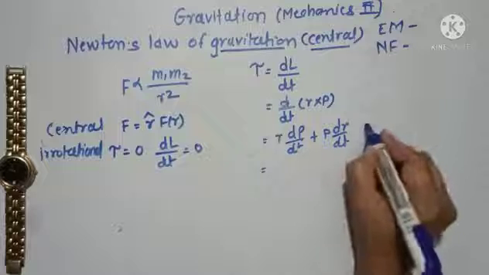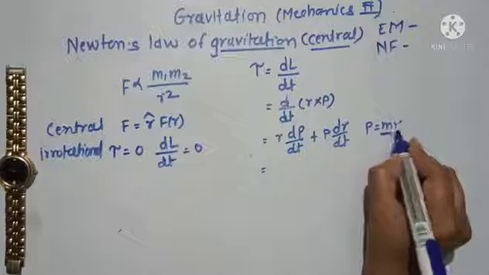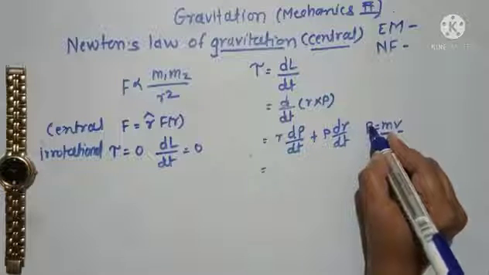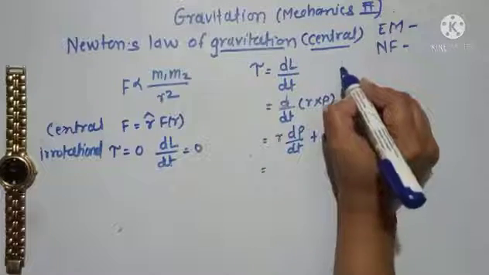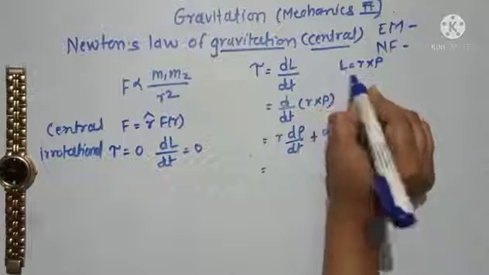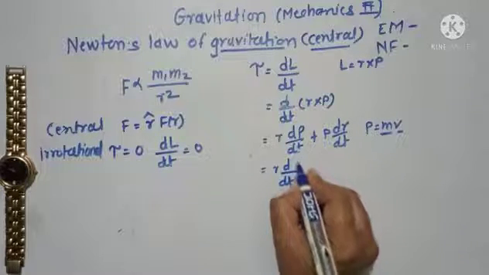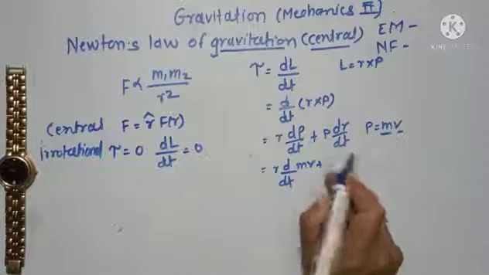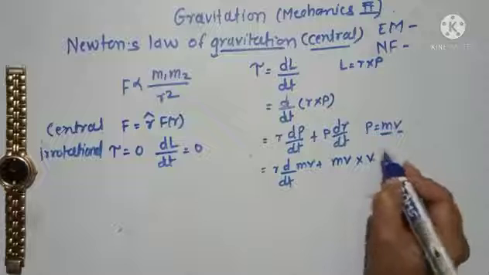Let us put the value of p equal to mv. We know that p is the linear momentum. If m is the mass and v is the linear velocity of any object, then the linear momentum p is given by p equals mv. And L is the angular momentum, given by r cross p, where p is the linear momentum. This is the relation between the angular momentum and the linear momentum. Let dr upon dt be v, and let us put the value of p as mv cross dr upon dt, which is nothing but v.